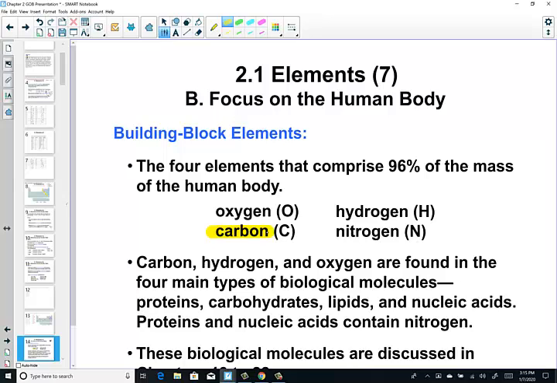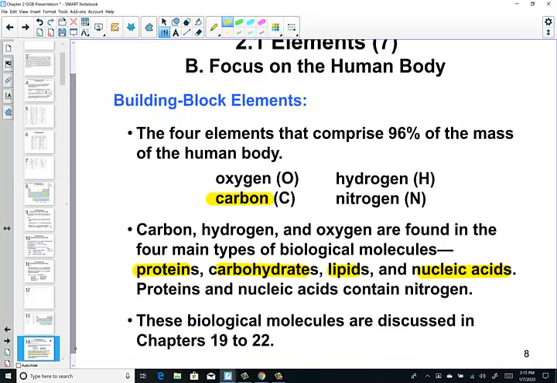Carbon, hydrogen, and oxygen are found in these 4 main types of biological molecules. We call those the main biological molecules of proteins, carbohydrates, lipids, and nucleic acids. Proteins and nucleic acids contain nitrogen.